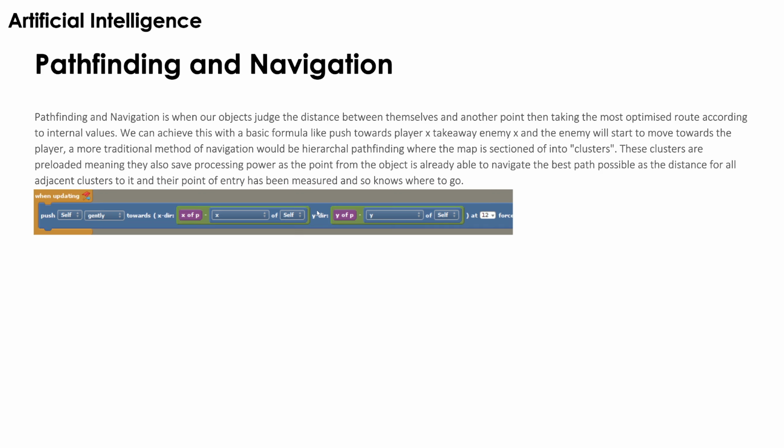Obviously you have this way. Hierarchical, as I mentioned, you can section the whole map off into a grid. I can't do that. I don't know how to do that on Stencyl. And then it just knows from there the points at which that grid is and the quickest way to get through those grids to the player.